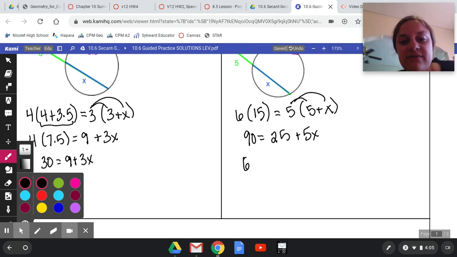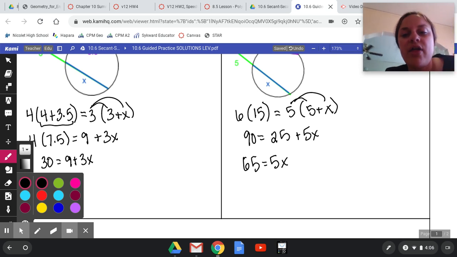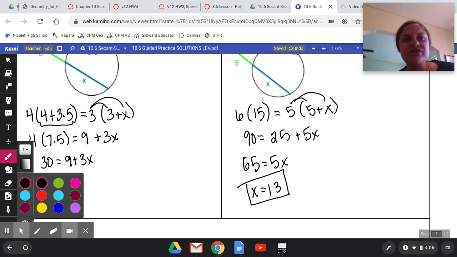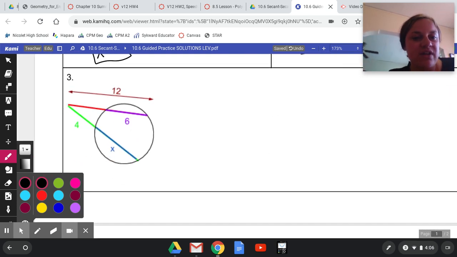Okay, so 90 is equal to, once again, distribute, 25 plus 5x, subtract 25 from both sides. 65 is equal to 5x. x is equal to 13. Okay, so far so good. So it's always just outside times whole. All right, sometimes you need to add to find the whole, sometimes you don't. That's fine.